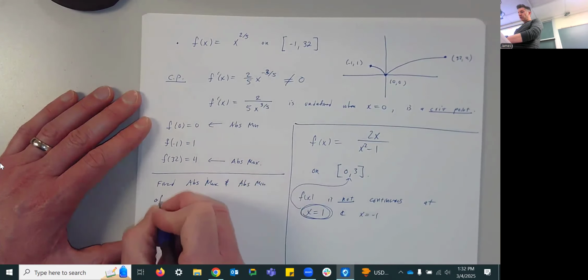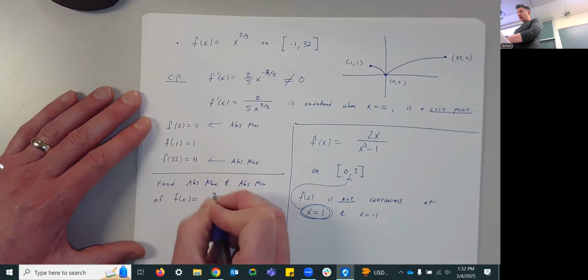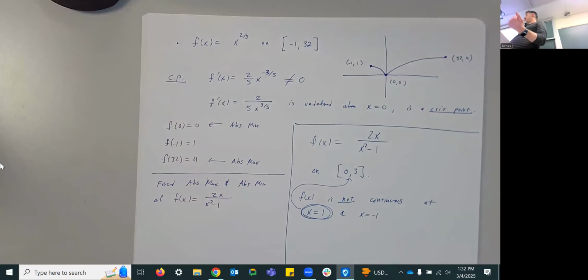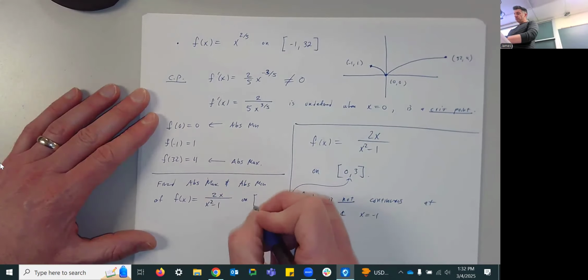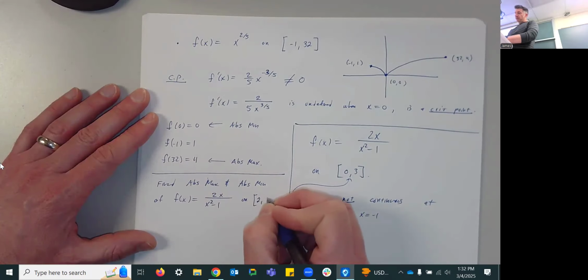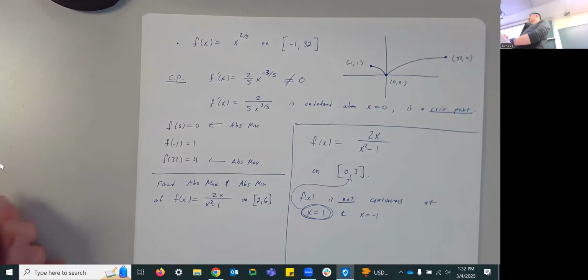of that same function on an interval that did not include wherever it was undefined or discontinuous. So you could say, for example, on the interval from 2 to 6. That's a totally valid question we could ask.